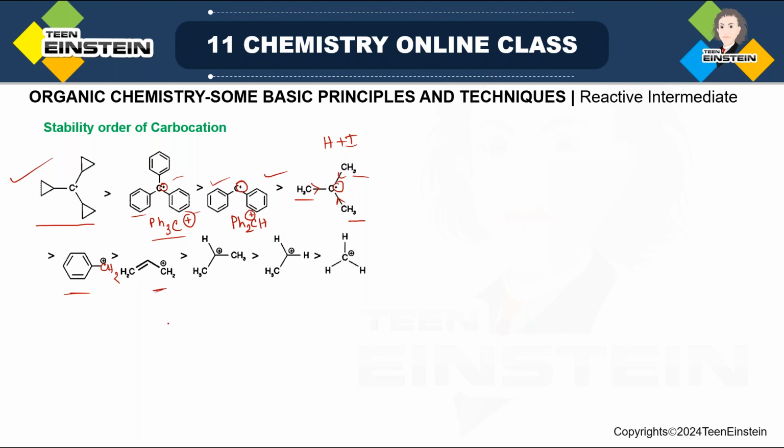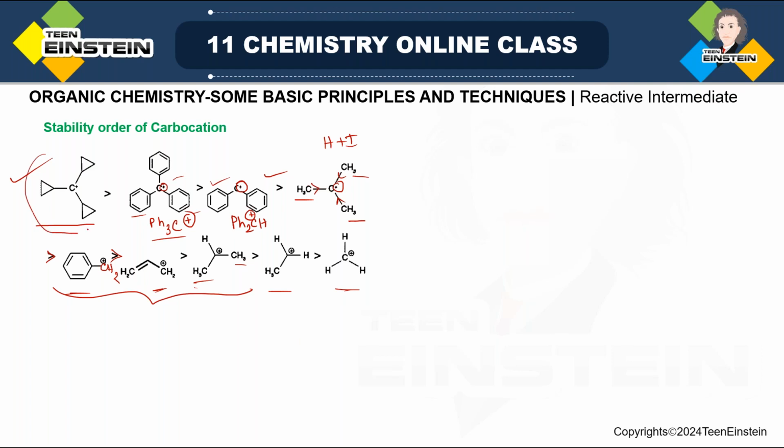Next species is this one, allylic. Next we have secondary, only 2 methyl. Now these three, if you consider, though here the arrow sign is like this, their difference is not very high. They are more or less almost having the same stability. Then this is primary, and this is simply methyl.